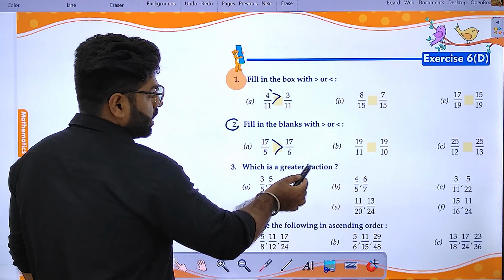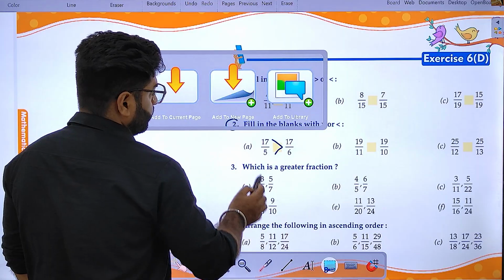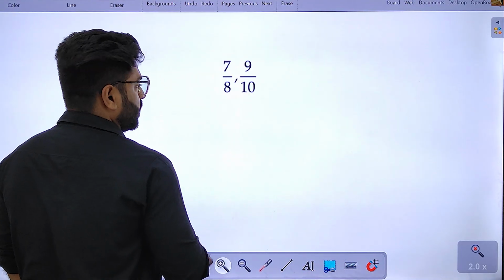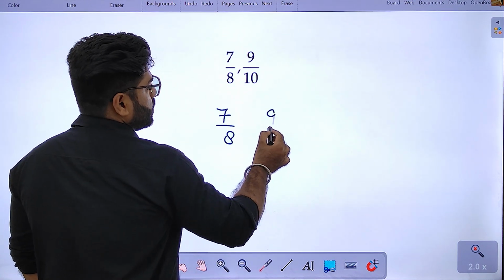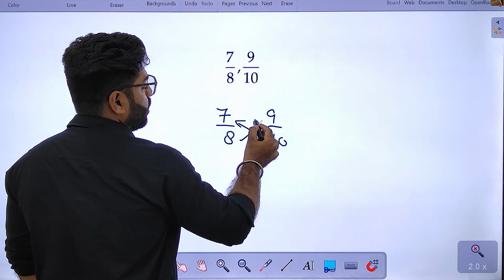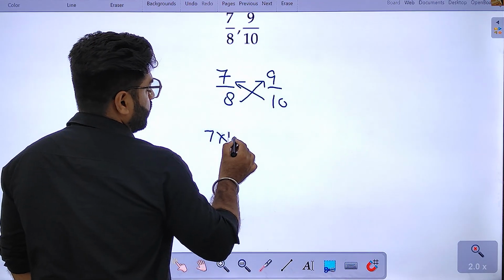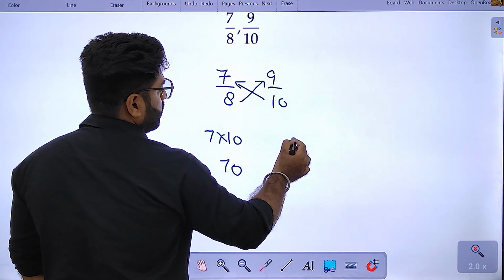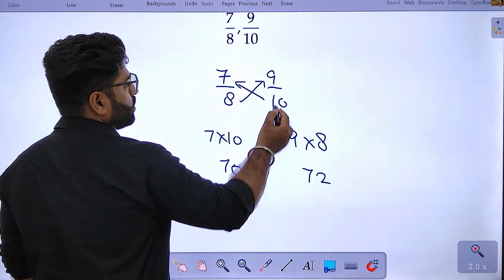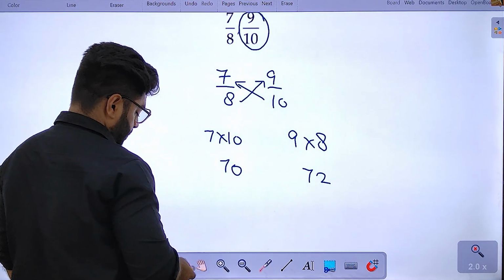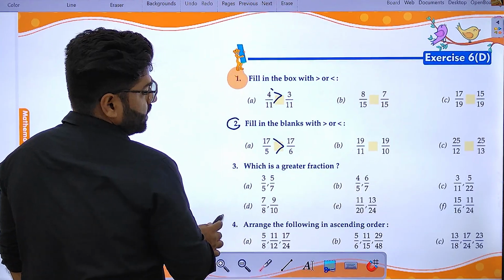Next is which is the greatest fraction. So let's pick this one. You can check it by cross multiplication method also, just like 7 by 8 and 9 by 10. So you have to multiply like this. So here we are having 7 into 10, we are having 70, and 9 into 8, 8 nines are 72. So which one is greater? This one. So this is the highest or greatest fraction.